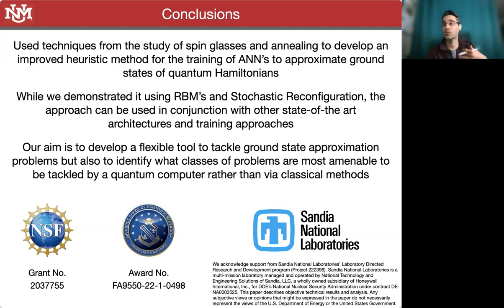Our ultimate goal here is to develop a very flexible tool to tackle ground state approximation problems, in such a way that we can use this to benchmark quantum computers. We want a state-of-the-art classical algorithm that pushes the boundary as much as possible, such that when a quantum computer can beat it, we can really say, okay, the quantum computer has now done something that we just could not do classically.